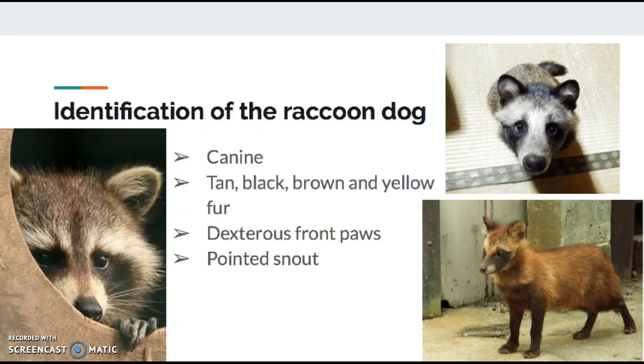The identification of the raccoon dog. It's a canine. It has tan, black, brown, and yellow fur. It has dexterous front paws and a pointed snout, and it's super cute.